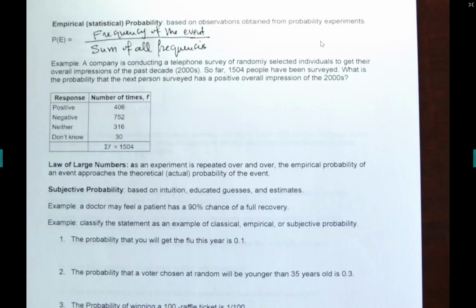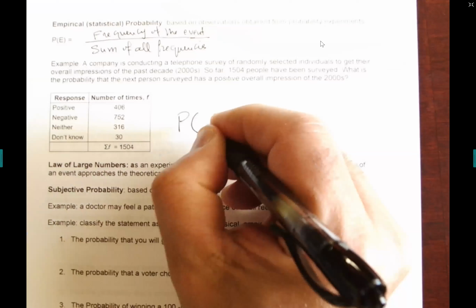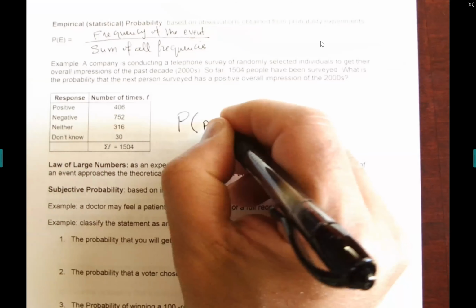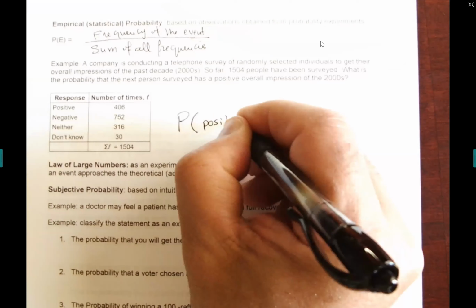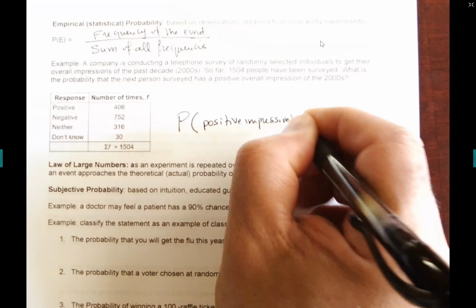Very easy formula. A company is conducting a telephone survey of randomly selected individuals to get their overall impression on the past decade. So far, 1504 people have been surveyed. What's the probability that the next person surveyed has a positive overall impression? So we need the probability of positive impression. When you write the letter P, guys, it's usually capital.